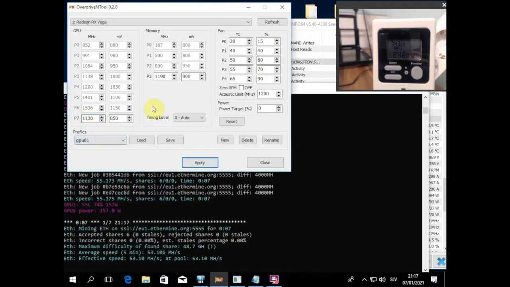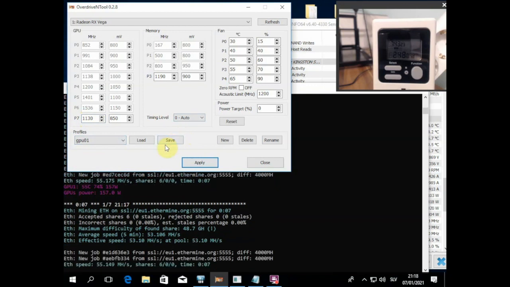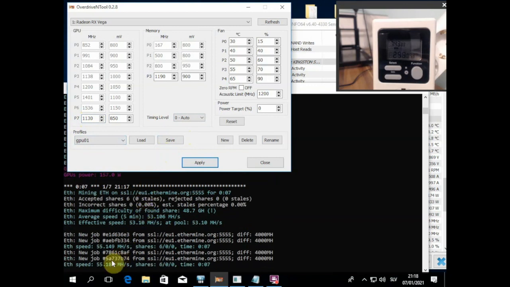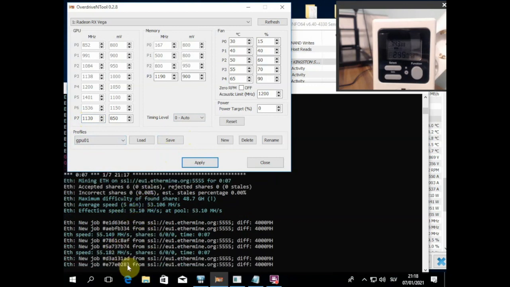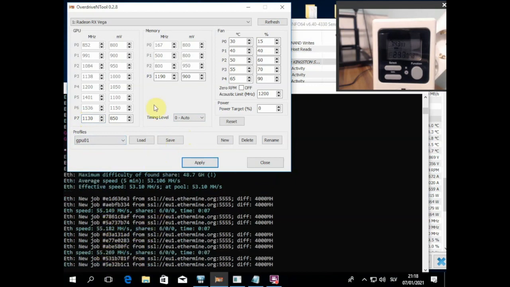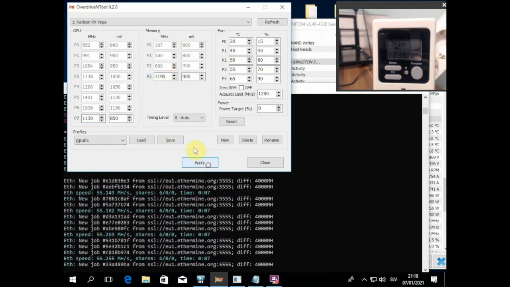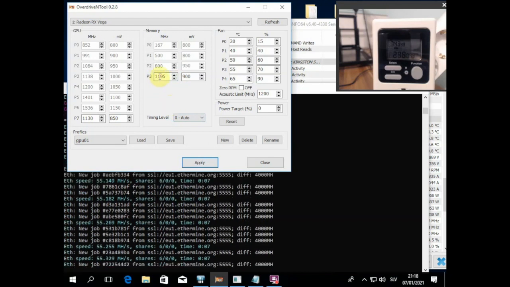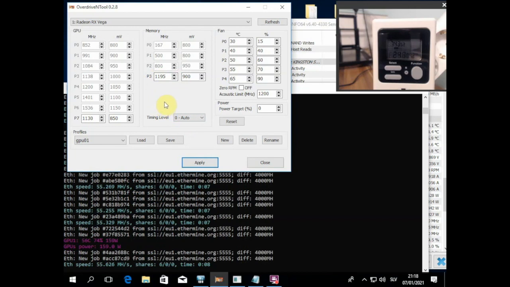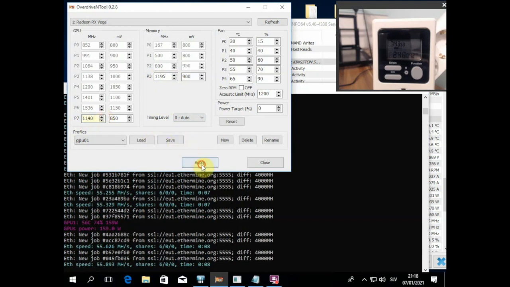Let's try. I hope we will not crash. Let's see if we can get 56 mega hash. I think 56 is a good target. We are increasing a little bit. I think we can try like this. Remember, I can't go above 1200 or we will crash for sure. Oh, 55.6, we are getting close. Let's try to increase core a little bit more.